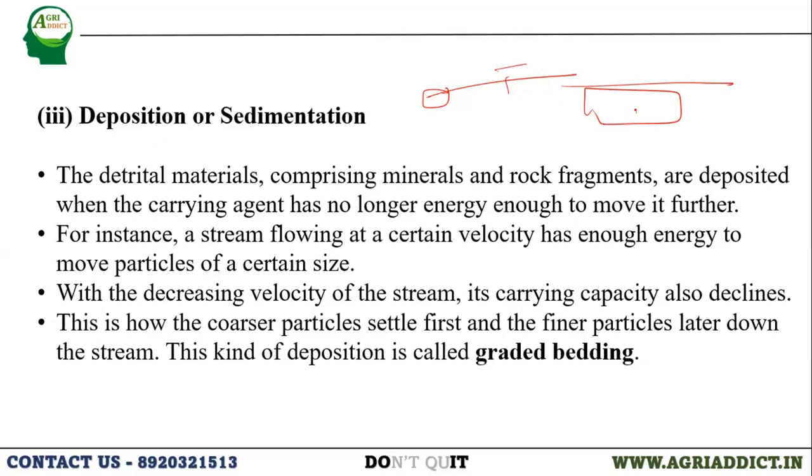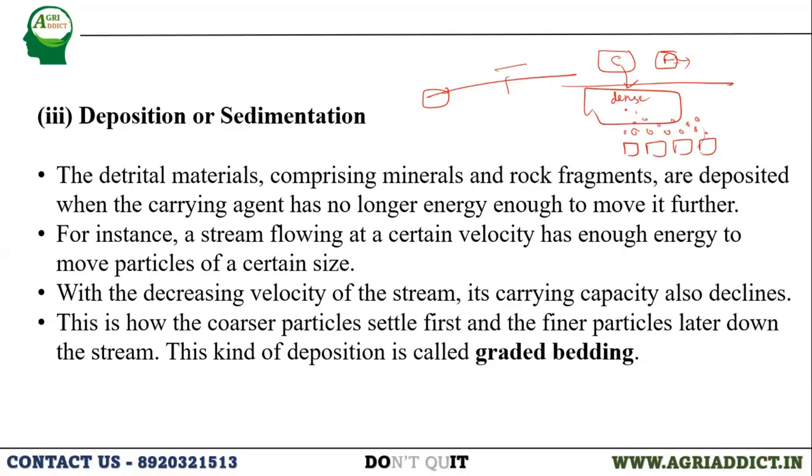And while depositing, what will happen? We have large size, that is coarser particles, and small size, that is finer particles. Coarser particles are more dense compared to finer particles. So they will get settled first. So coarser particles will get settled first. Later, finer particles will come on them. Yes or no? Being less dense, they will settle later.